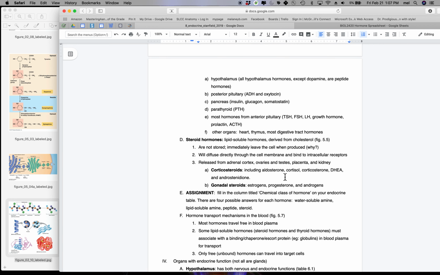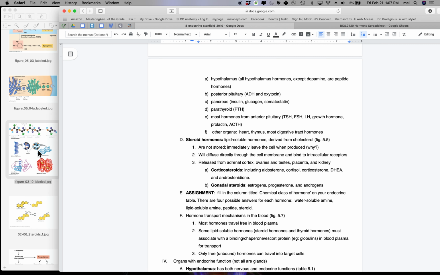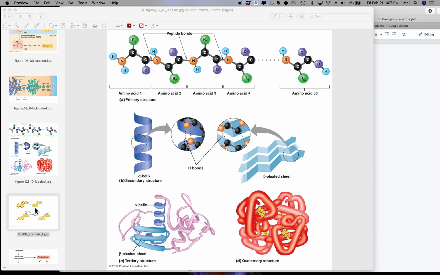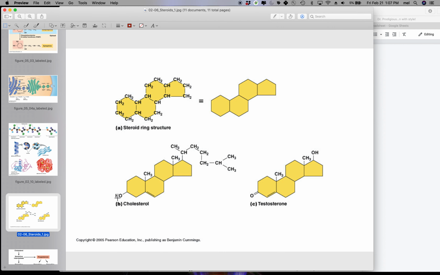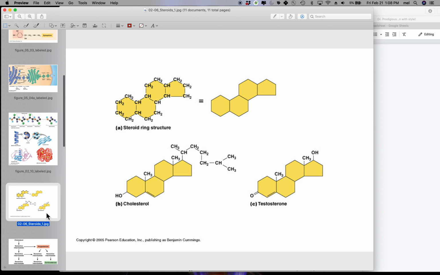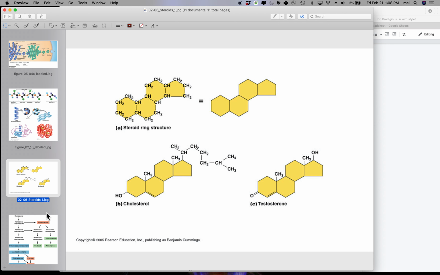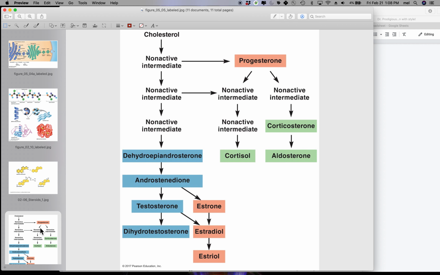And then the last category of hormones are the steroid hormones. The word steroid means that they are lipid soluble and derived from cholesterol. So here's the typical steroid ring structure, and you can see the atoms if you're interested in them. Here is cholesterol, and here is, for instance, testosterone, which is one of your steroid hormones. What all of your steroid hormones have in common is that they're lipid soluble and derived from cholesterol. They're not all sex hormones, but a lot of them are. So I'm not going to hold you responsible for memorizing this. I just want you to see it.